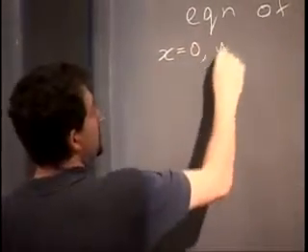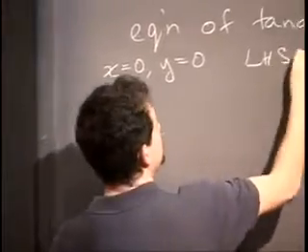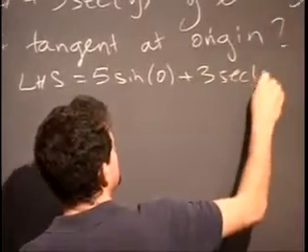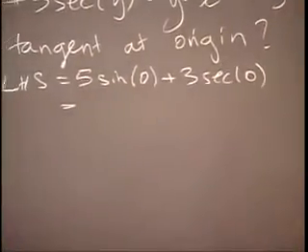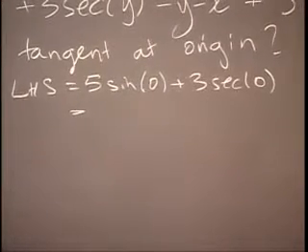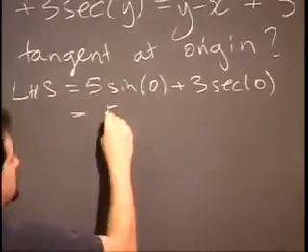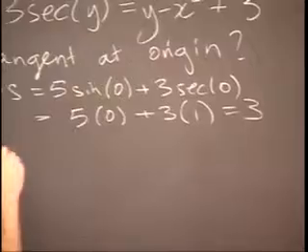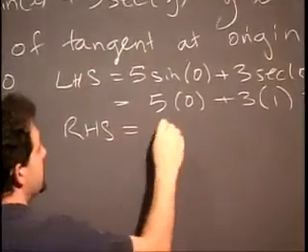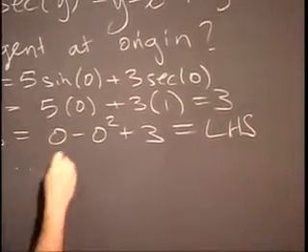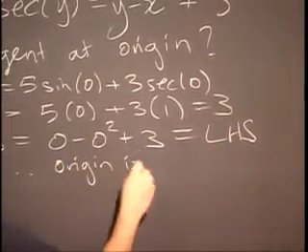Let's just check. When x equals 0 and y equals 0, the left-hand side is 5 sine 0 plus 3 secant 0. Of course, sine 0 is 0, secant 0 is 1. How do I know that? Because cosine of 0 is 1, and secant is just the reciprocal. So this is 5 times 0 plus 3 times 1, which equals 3. And clearly the right-hand side is 0 minus 0 squared plus 3, which equals the left-hand side. Therefore, the origin is on the curve.